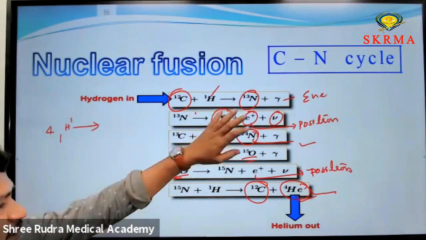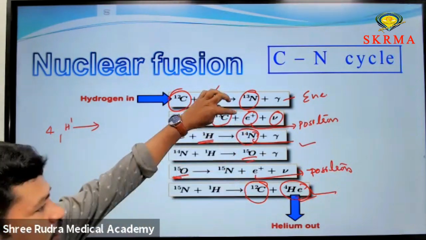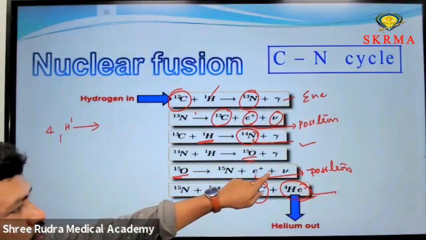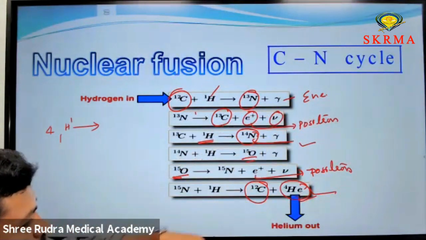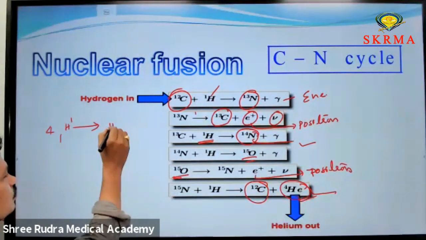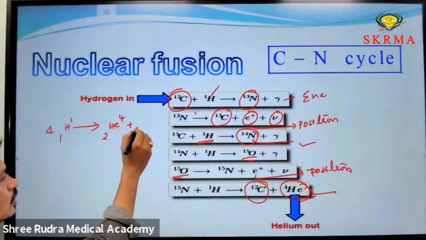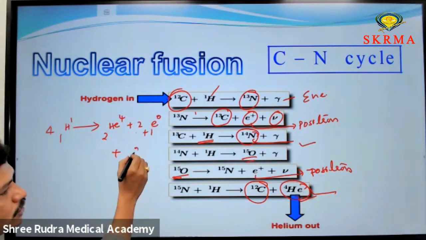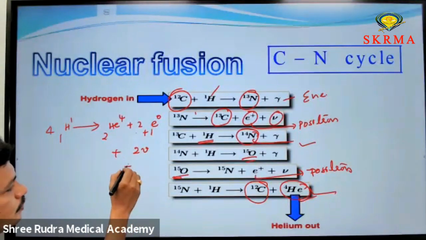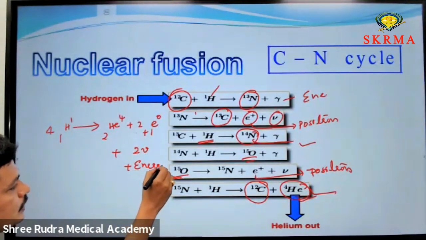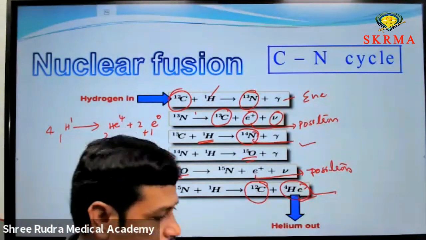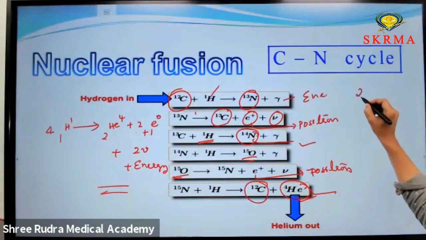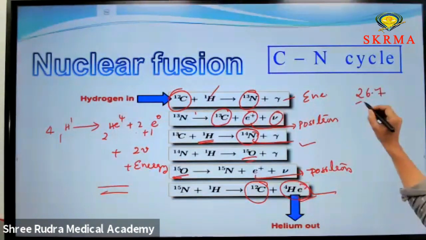What are the products on the right side? The key products here are two positrons released, as well as two neutrinos released, as well as helium released. That means two He4, two positrons, and two neutrinos plus energy. In this process also a huge energy is released. The energy is approximately 26.7 MeV.